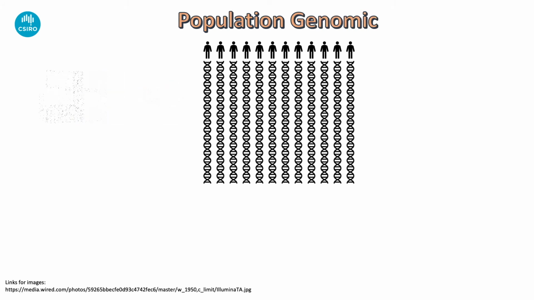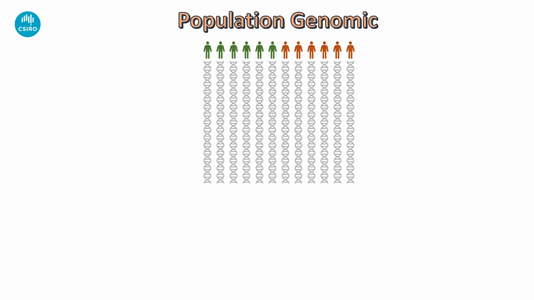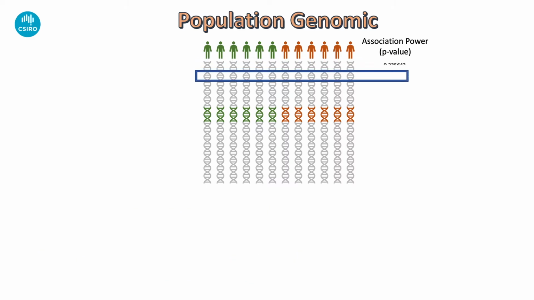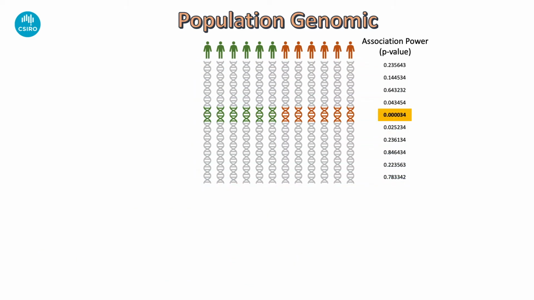Sequencing technology makes it possible to generate population genomic datasets. One important application is to compare samples with and without a phenotype of interest to find genomic features which are statistically relevant. This is called genome-wide association study, or GWAS for short. In traditional GWAS, the association power is computed for each variant individually and plotted in something called a Manhattan plot.